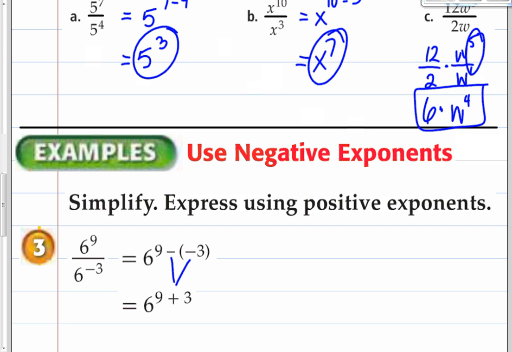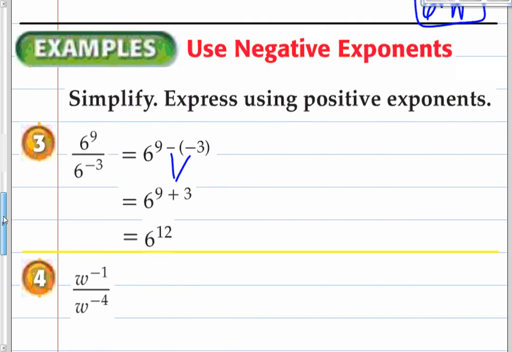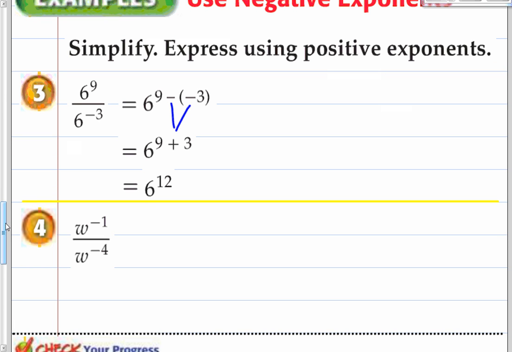So in the end, our answer is 6 to the 12th power, which is just 9 plus 3. That's your final answer. How about number 4?